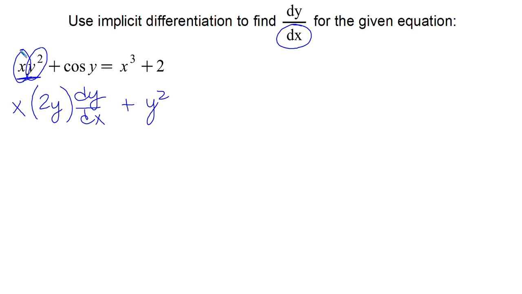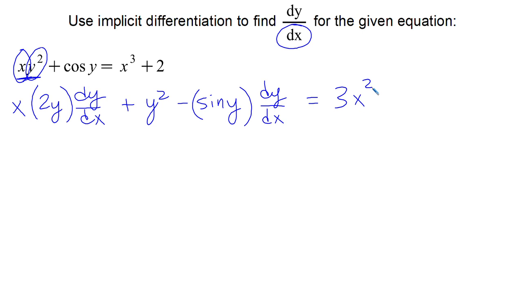Then we take the derivative of cosine y with respect to x. Well, the derivative of cosine y with respect to y would be negative sine y. But since we're taking the derivative of a y term, we have to multiply it by dy dx. And on the other hand, we've got the derivative of x cubed is just 3x squared. And then the plus 2, its derivative is 0, so it goes away.